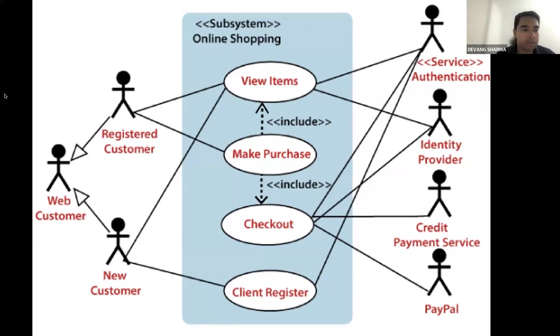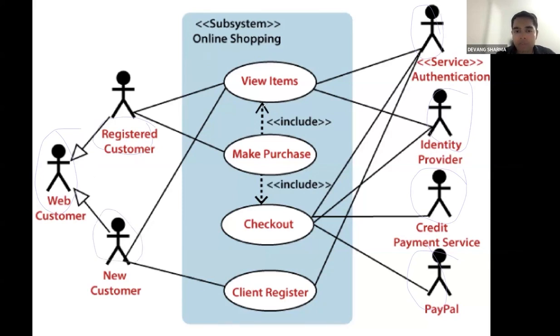The actors can be a customer. There you go. My actor is a customer. Then I have an identity provider, a credit payment service, let's say PayPal, and authentication. These are my actors in the system. Now, my web customer can either be a registered customer or a new customer. So we divide into two categories.